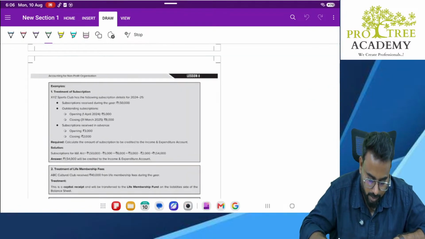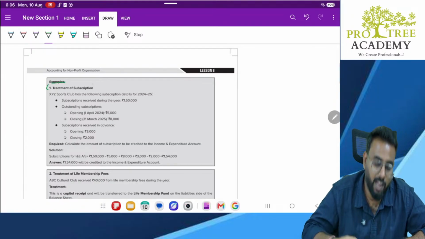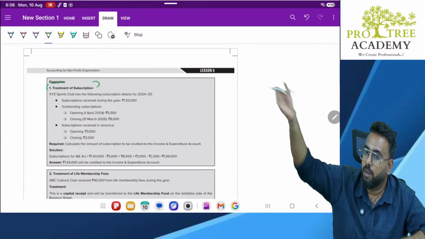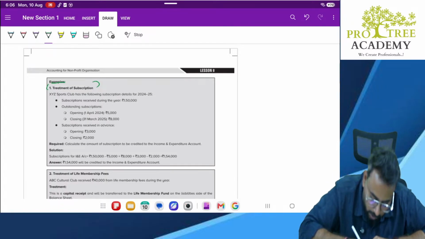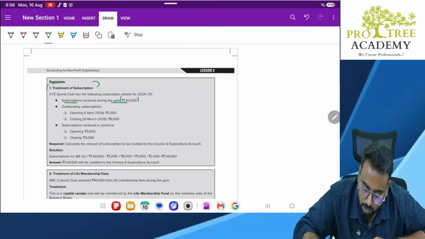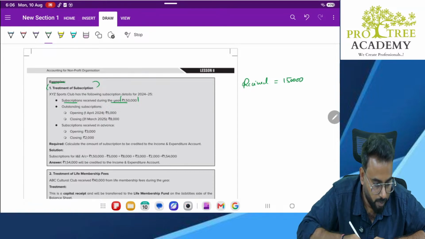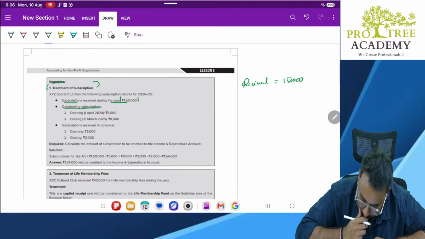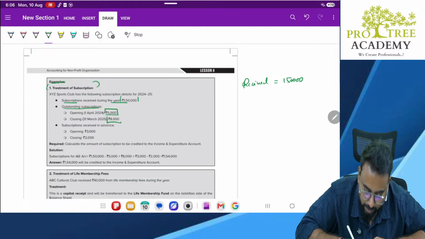Okay, let's start. Examples we will see. Treatment of subscription. I have already shown this adjustment. Now your institute is giving a problem for you to solve. Subscription received during the year is 1,50,000. So how much is received actually? Received is 1,50,000. Outstanding subscription opening balance was 5,000 and closing balance is 8,000.